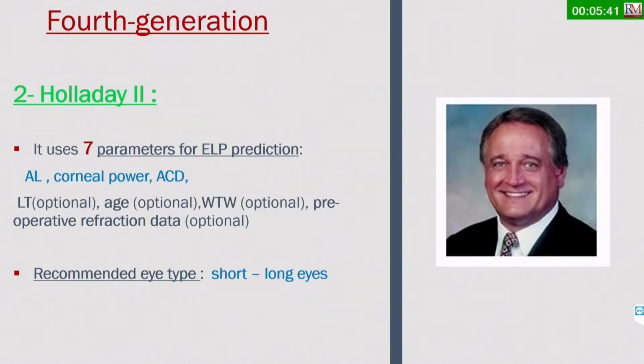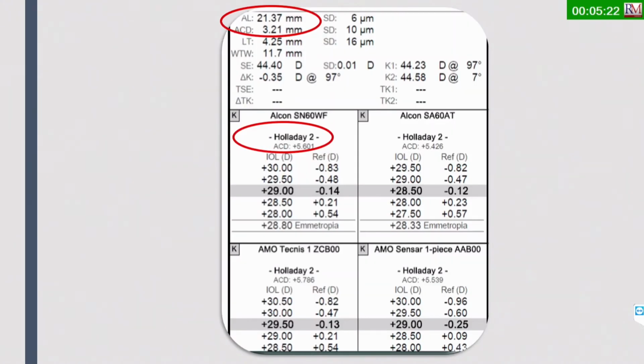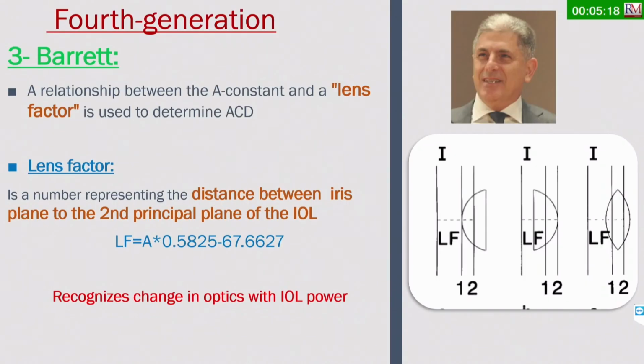And then for the fourth generation, we have Holladay 2. Holladay 2 increased the parameters used for the effective lens position prediction to 7: besides the axial length, corneal power, and anterior chamber depth, it adds lens thickness, age, white-to-white, and preoperative refraction data. It is good for short and long eyes. For example, here, at 21.3, Holladay gives good results.